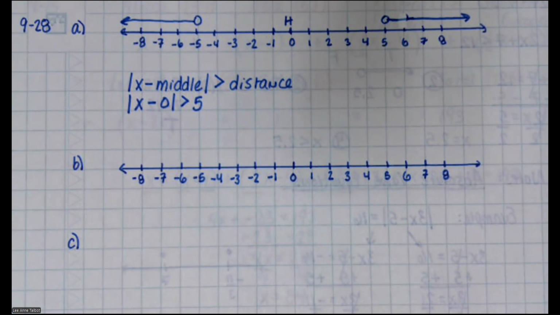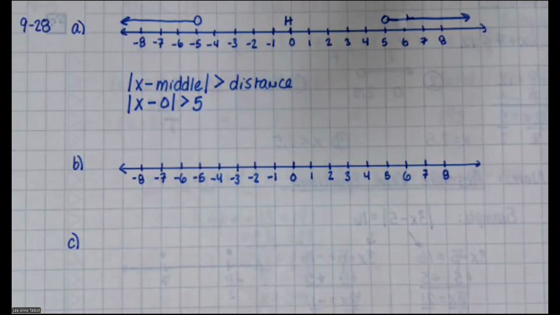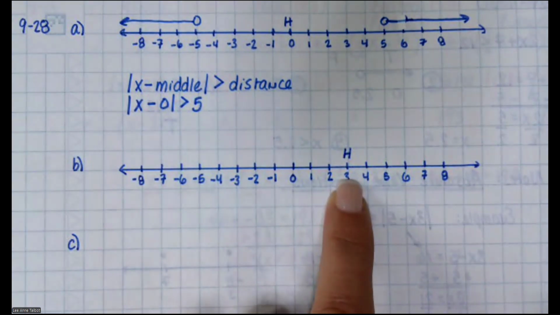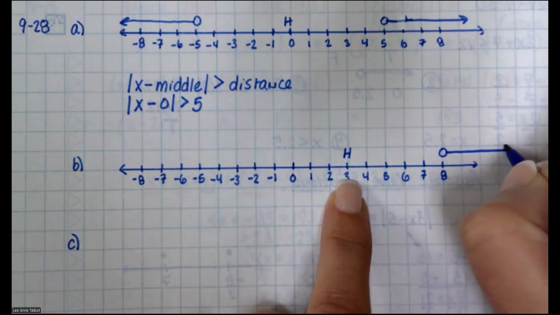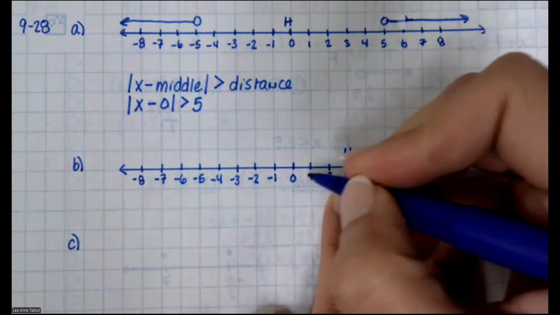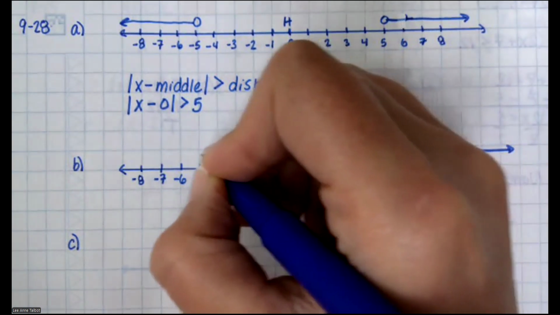Okay, now B. Maybe Amanda talked to Emerson and knew that Henry was 3 miles east of his house. Draw a number line and highlight Amanda's possible positions for this situation, then write the corresponding absolute value inequality. Okay, so 3 miles east, he would be here. And if she was more than 5 miles away from there, she would be 8 and up. 1, 2, 3, 4, 5. More than 5 miles away from there.